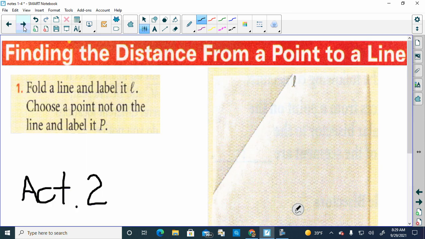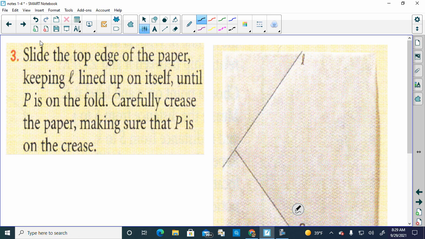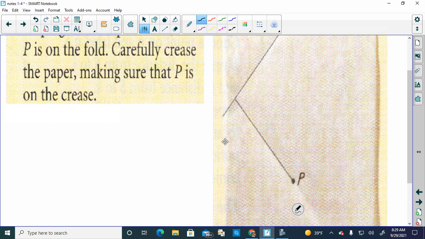So just like the last one, what do you think we're going to do with L and point P? Okay, we're folding L on top of itself, and where's the crease going to be at? It goes through P. Okay, so do the exact same thing. You just kind of have to manipulate it because it's not on the line. Okay. And again, this is not a representation of it because I stretched it out.